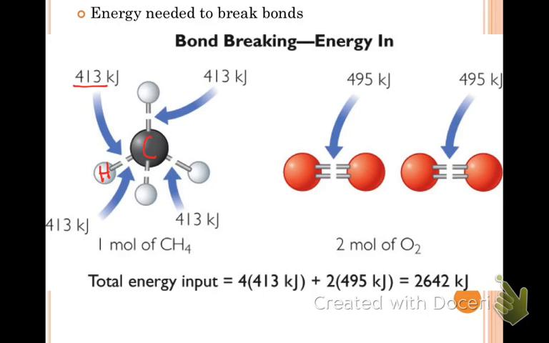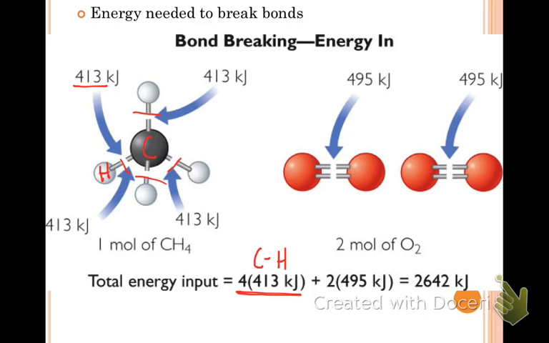So again, 413 kilojoules, not something you need to memorize, it's something that we would look up on a table. And since there's 4 of them, 1, 2, 3, 4, we multiply that value by 4. So here's what we have, that 4 times 413 kilojoules, and the 413 kilojoules were for each carbon-hydrogen bond.